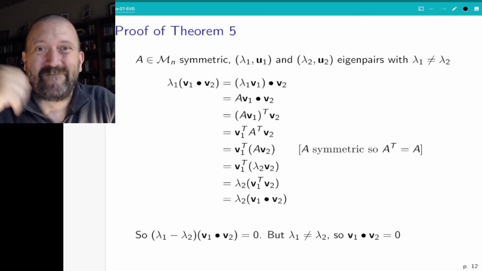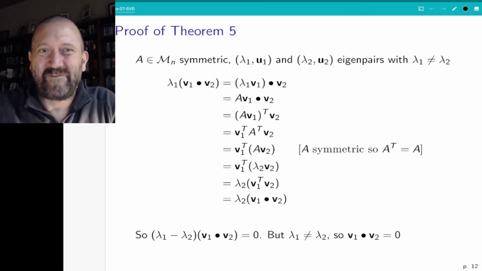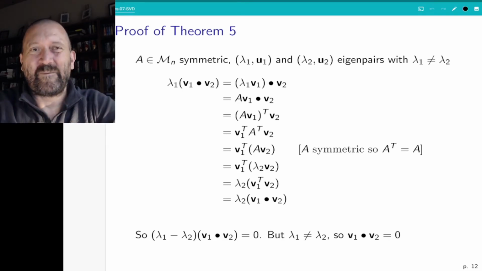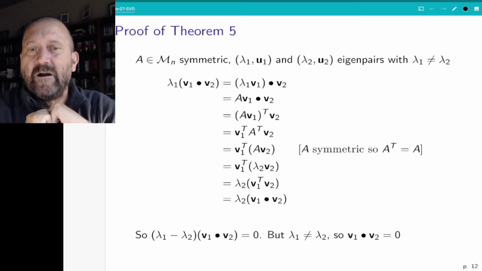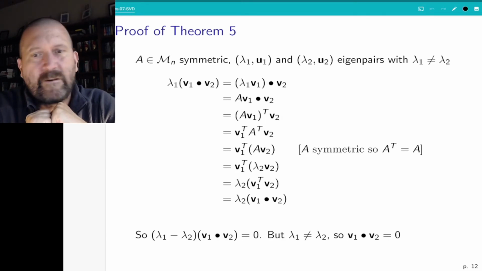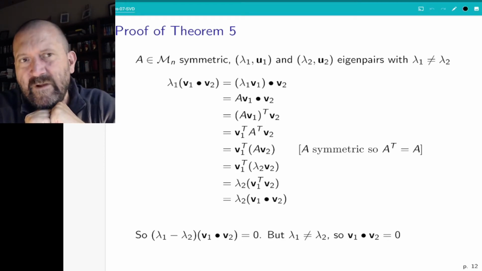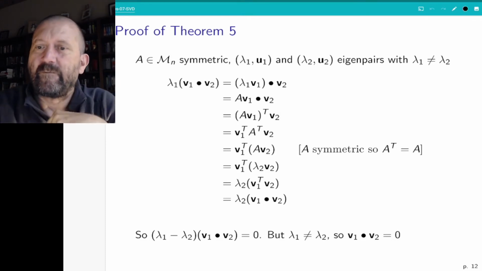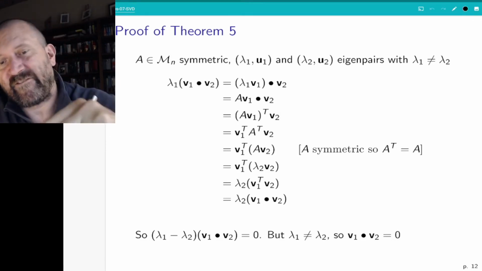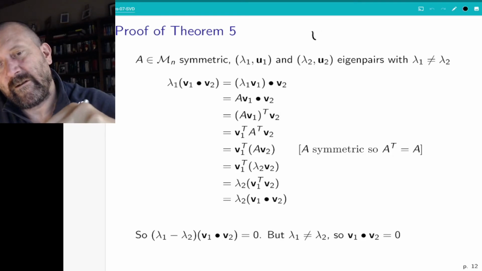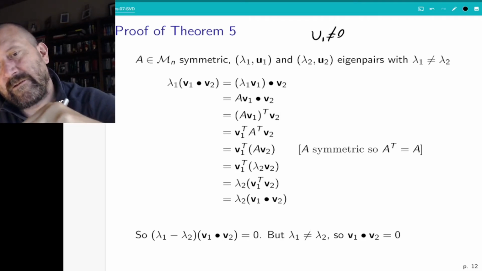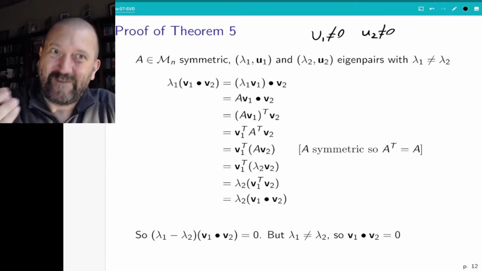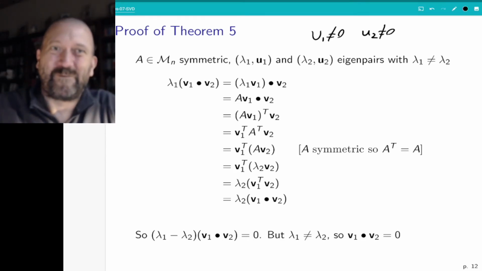It's quite simple. It's a single page proof. That's the type of proof that I like. Suppose I have a symmetric matrix. I have two eigenpairs, lambda 1 u1 and lambda 2 u2, as announced in the theorem. I'm assuming that lambda 1 is distinct from lambda 2. And of course, these are eigenpairs, so I should also stress that u1 is non-zero and u2 is non-zero. I repeat it all the time because it's important.